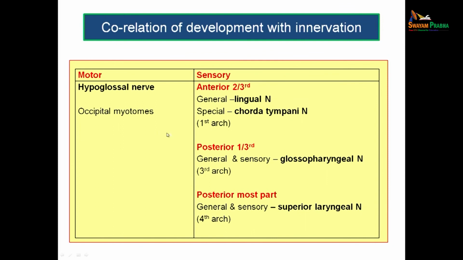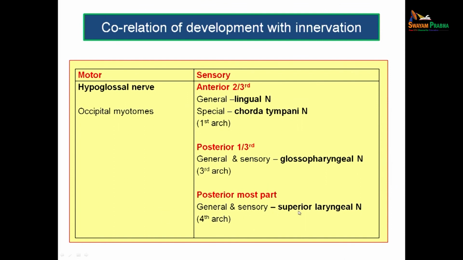But a special branch, that is the chorda tympani nerve, is actually the pretrematic nerve coming from the second arch. Now coming to the posterior one-third, you are not getting the second arch contribution because the third arch is overgrowing the second arch to meet the first arch. So the general and sensory are supplied by the glossopharyngeal nerve.